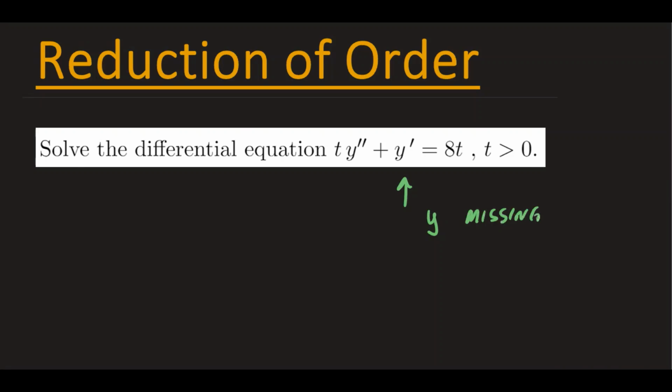So since y is the missing variable and it is the dependent variable, we're going to make the following substitution. Let v, we introduce another variable, v, equal to y prime. So that means if I take the derivative of v with respect to t, it is equal to y double prime. So that's the substitution we're going to make when you have this scenario.